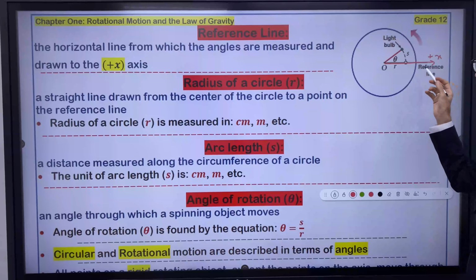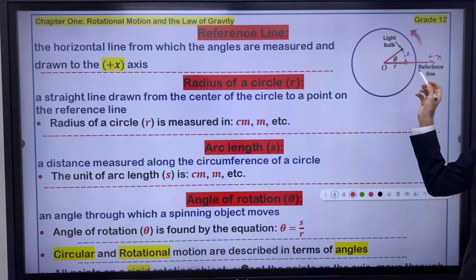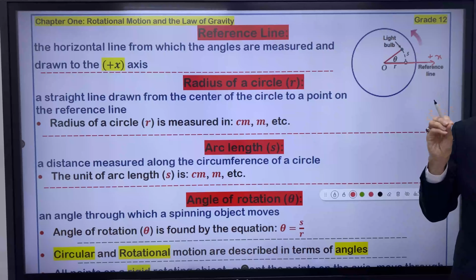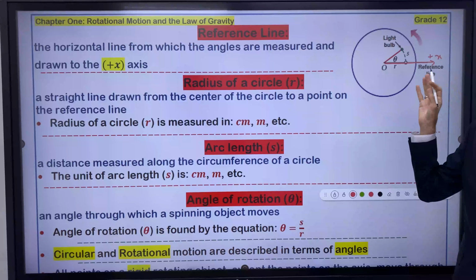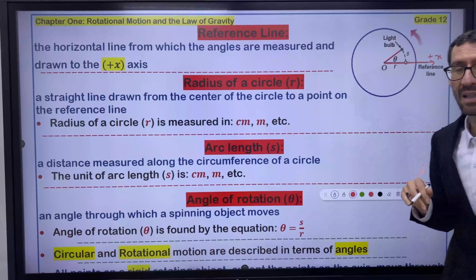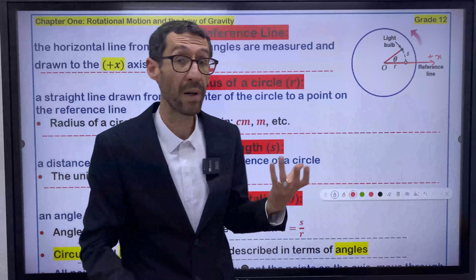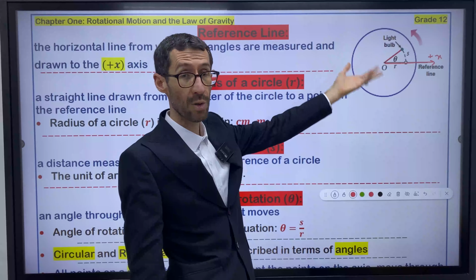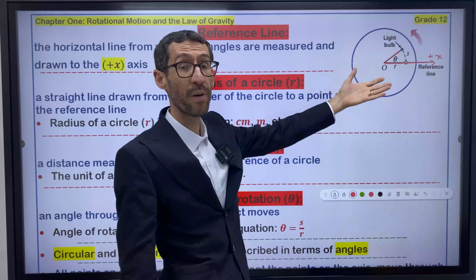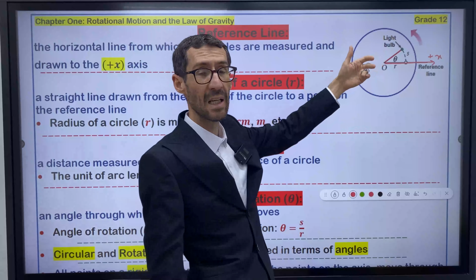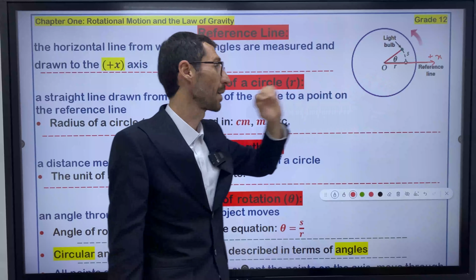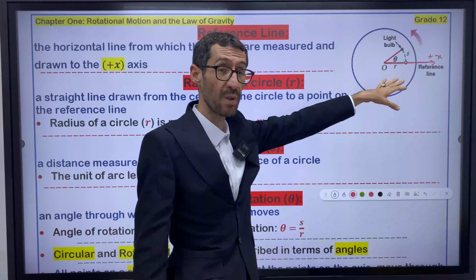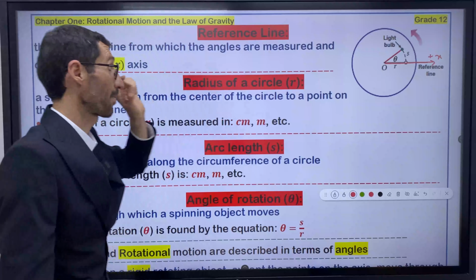The reference line is a straight line. It's a special horizontal line. And keep in mind that reference line means positive x-axis, right? Positive x-axis. It's a reference for our motion. It's a reference for, for example, rotational and circular motion. It's the starting point for measuring the angles, right? And any angle is measured with respect to this axis.